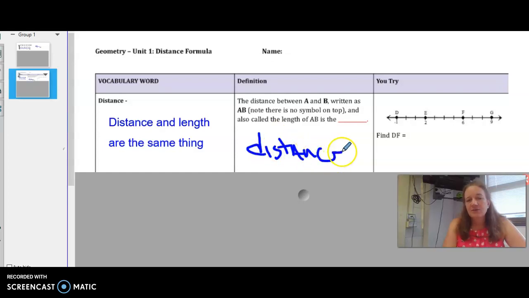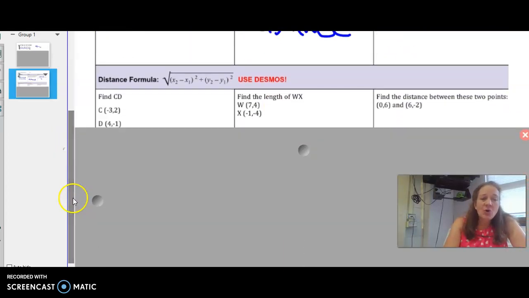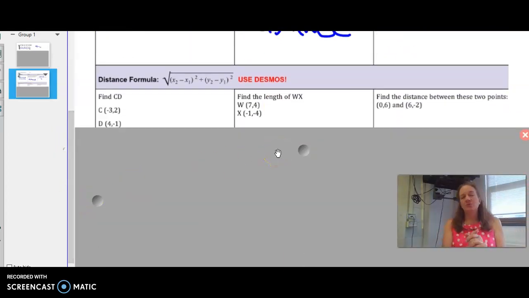So if I ask you to find the distance of DF, here's D, and here's F. This one's easy. It's on a horizontal number line, so I can just count. 1, 2, 3, 4, 5, 6, 7. Distance is 7. That's easy. We've done that millions of times. We got that, Miss Barnett. Why are you wasting our time? So that was a review of lesson 1.3.